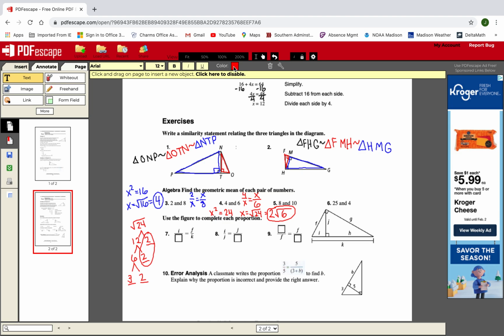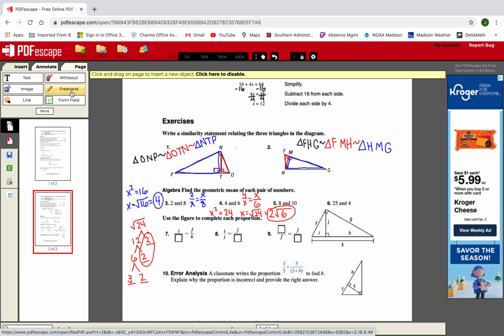Okay. I do know that some of you have never seen this process before. Most of you probably never seen this process before, but we'll practice it some more in class. So 8 and 10, the geometric mean between 8 and 10. Of course, we started off 8 over x equals x over 10. So when you cross multiply here, x squared equals 80. Okay. So x is root 80, and of course we need to simplify that.